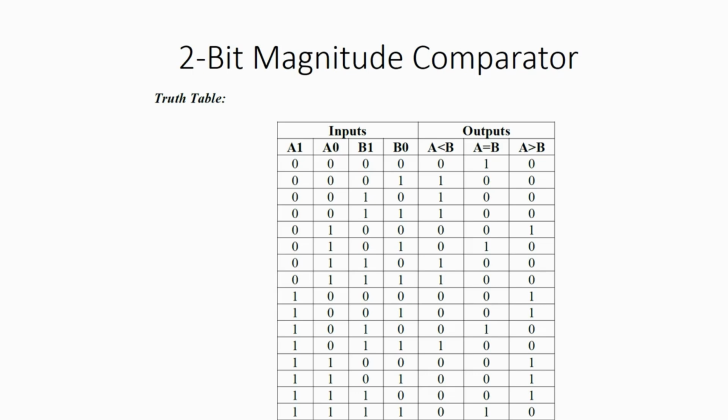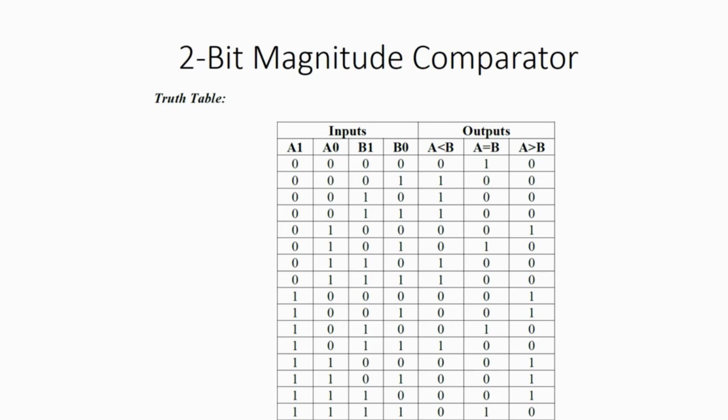Since the input variables are 4, we can expect 16 different combinations. The first combination is 0, 0, 0, 0, and the last combination is 1, 1, 1, 1. For all these 16 combinations, we will get the output accordingly. So this is a truth table which has been designed depending upon the working of 2-bit magnitude comparator.